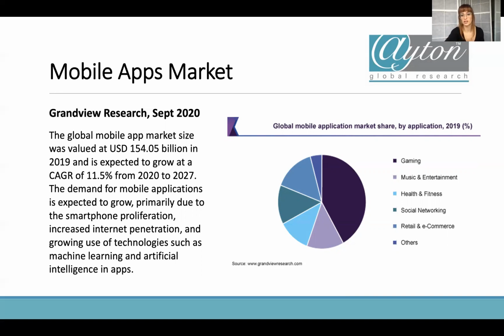There's an application market share chart that they've put out as well. At the top, we've got gaming, and you can see that's nearly half of what the mobile apps are used for. So it's huge. You've also got music and entertainment, health and fitness, social networking, retail and e-commerce, and then others as well. So our main ones are going to be people shopping, going on social networks, tracking things like their health and fitness, getting their music and entertainment, like streaming websites, things like that. But actually gaming is really the majority there.